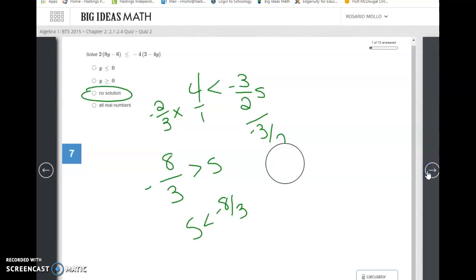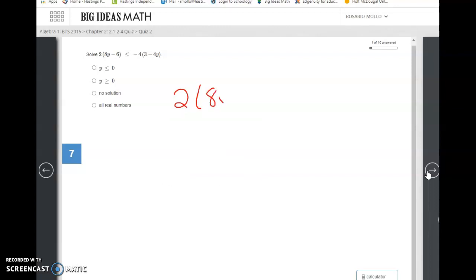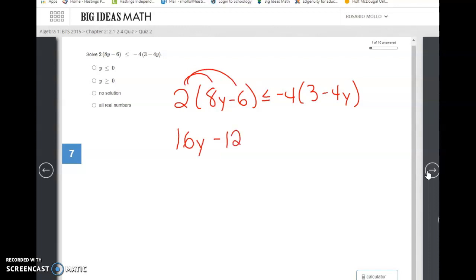All right, and number 7. Looks like we got some no solutions or many solutions as an option here. So I have 2 times 8y minus 6 is less than or equal to negative 4 times 3y minus 4y. All right, so we got some double distributing to do here. So 2 times 8y is 16y. 2 times negative 6 is negative 12.